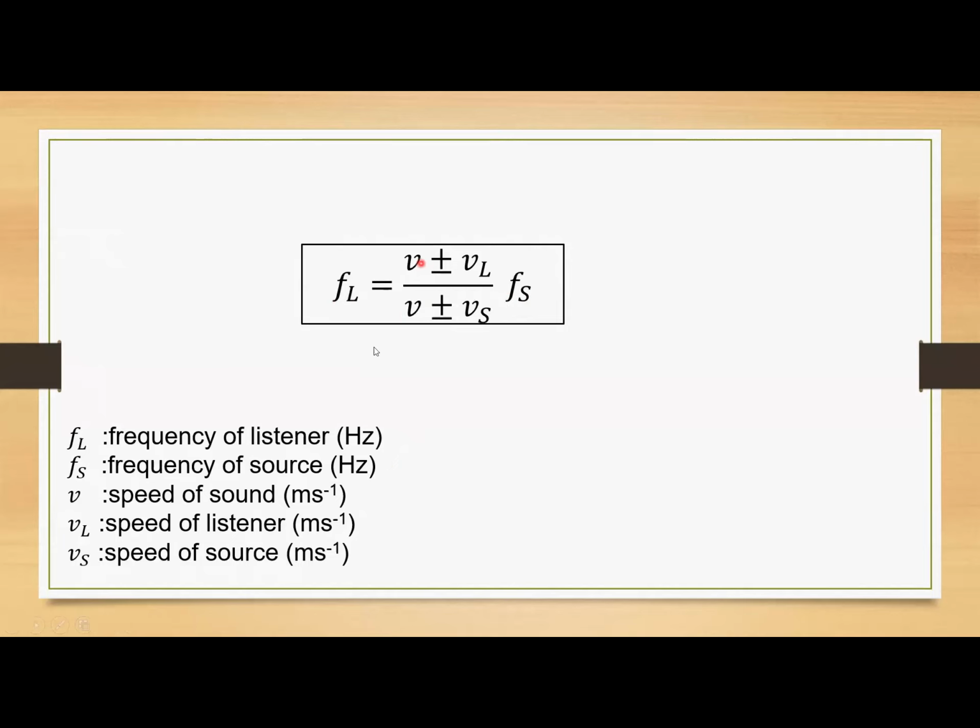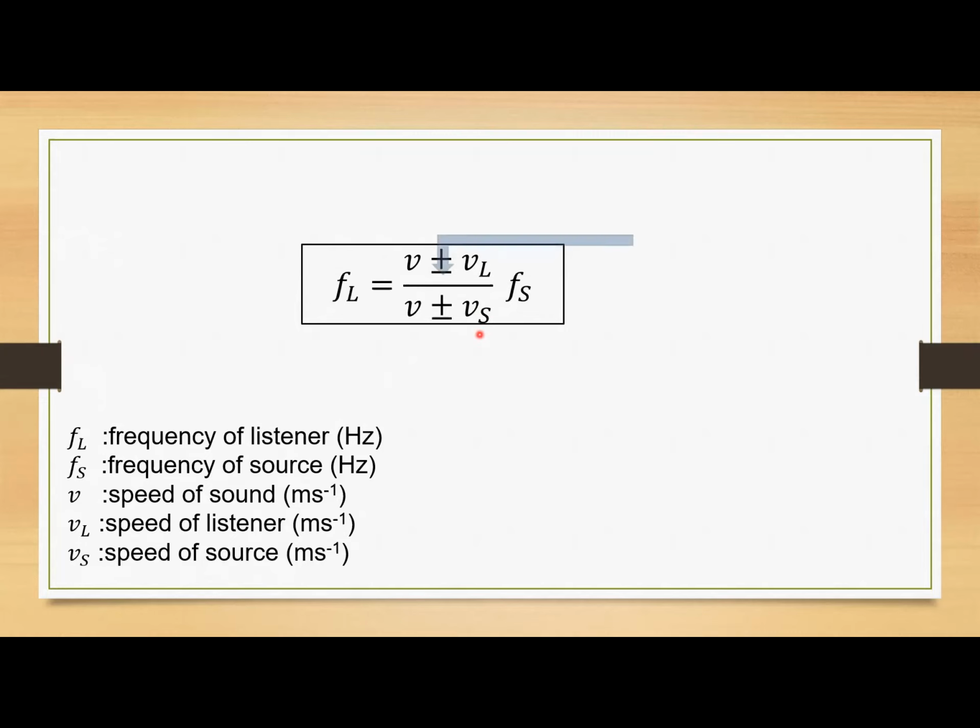V is the speed of sound. So it's the speed, it will be in meters per second. So the speed of the sound in the medium of sound propagation. Okay, and then V here is sound, but subscript L means listener, and subscript S is for the source. So the speed of the listener in meters per second, and the speed of the source also in meters per second. Okay, so we know the equation, and we know what all the variables mean.